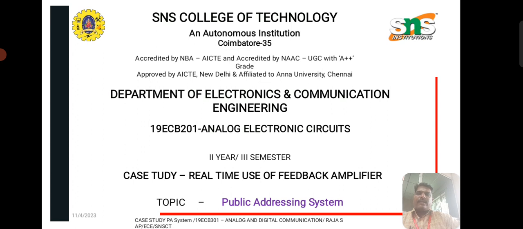But an amplifier has some drawbacks that can be rectified by using a feedback amplifier. I created one YouTube video on the use of a feedback amplifier. If you have time, see that also. Now we are going to move to today's video, the applications of feedback amplifier, and how it is used in a public addressing system.